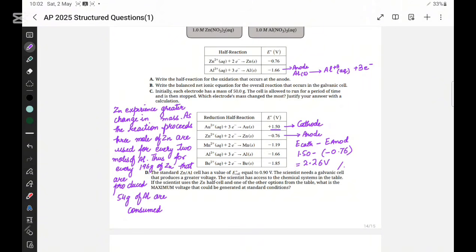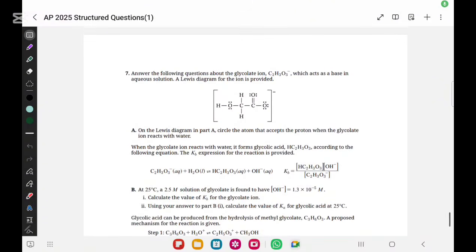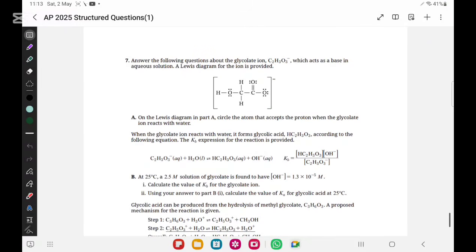2.26 volts. The following question is about the glycolate ion, which acts as a base in aqueous solution. A Lewis diagram for the ion is provided. On the Lewis diagram in part A, circle the atom that accepts a proton when the glycolate ion reacts with water.